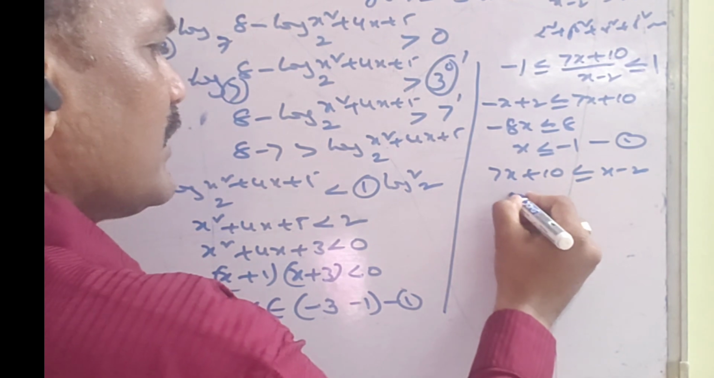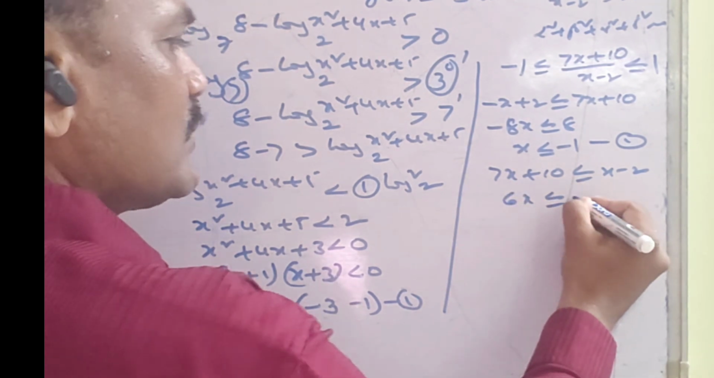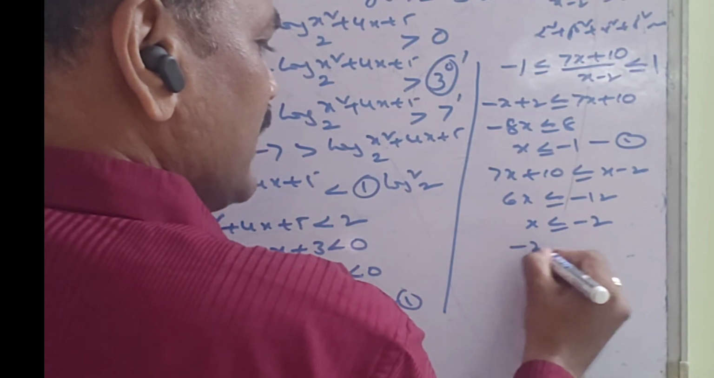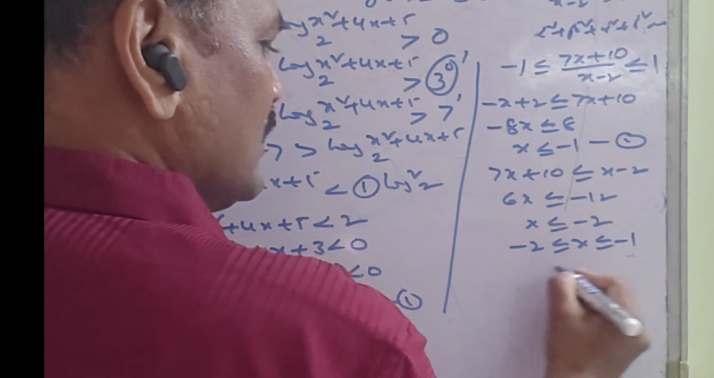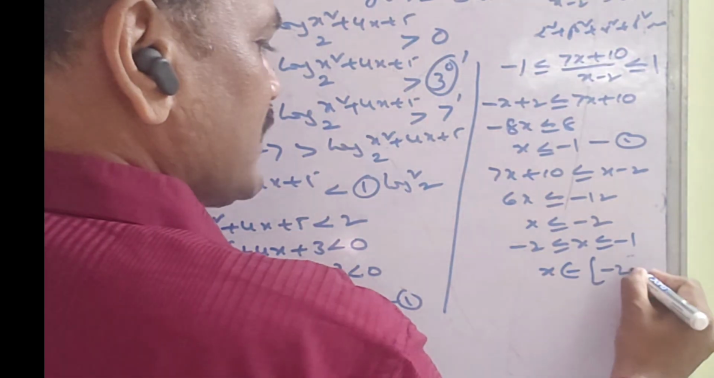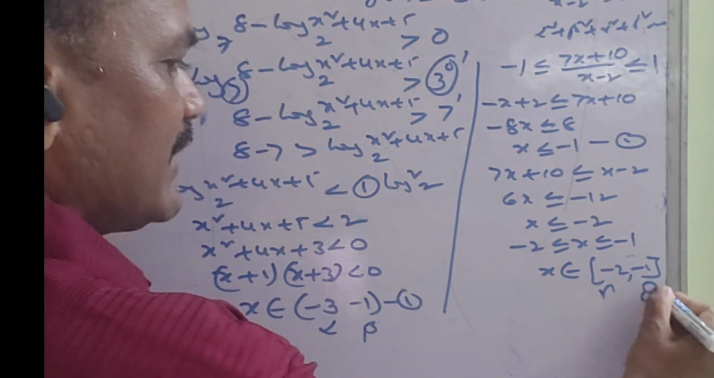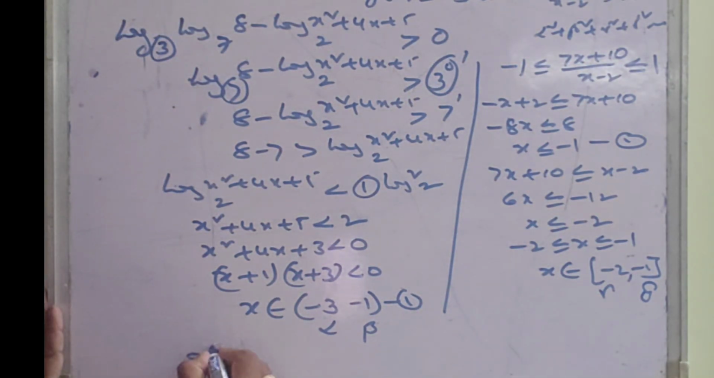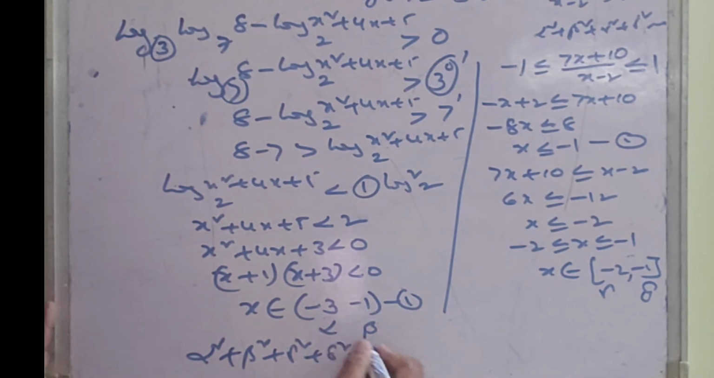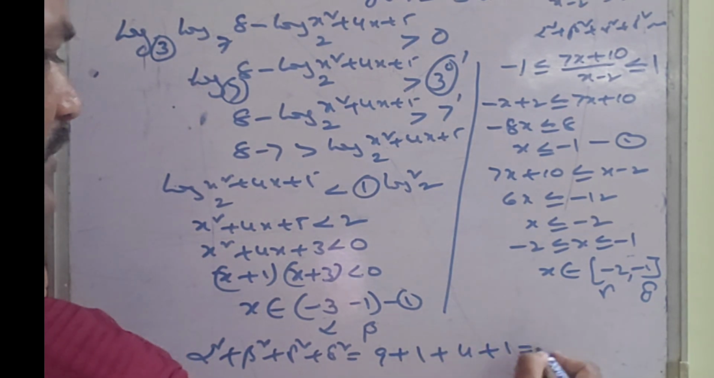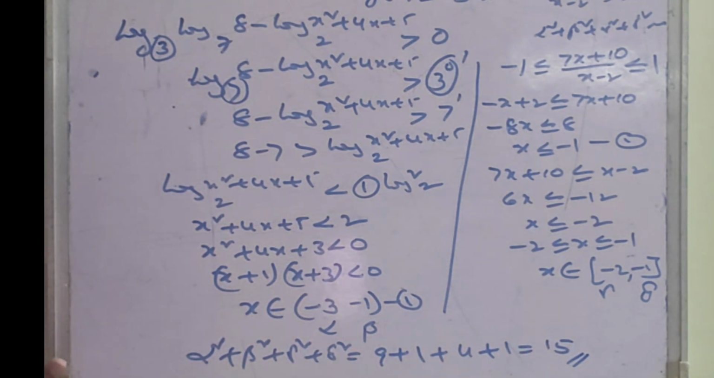So now 6x ≤ -12, x ≤ -2, so -2 ≤ x ≤ -1, x belongs to (-2, -1). So this is alpha, this is beta, this is gamma, this is delta. So the answer is alpha square plus beta square plus gamma square plus delta square. That means (-3) square is 9, plus 1 square is 1, 2 square is 4, 1 square is 1. So 15 is the correct answer.